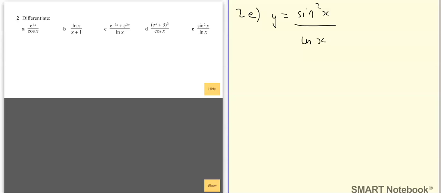So start off by saying u equals sine squared x. Now, is that a good format for me to be able to try to differentiate that in? You guys tell me, is sine squared x a good format?